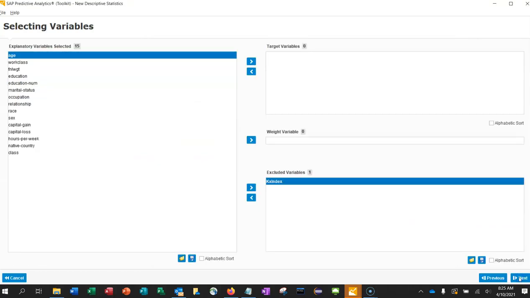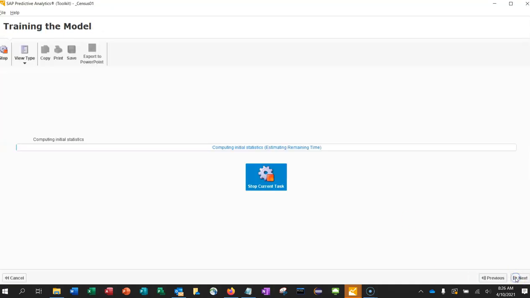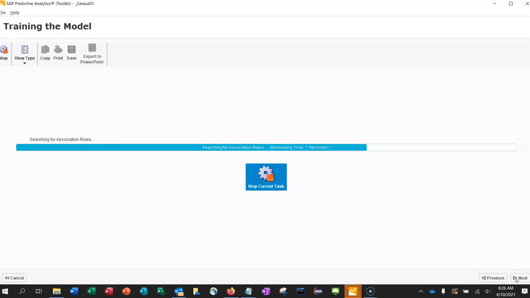So we just go on doing next. All we have to do is remember to click this checkbox, and then we do generate. And even for 1,000 rules, it takes some time. 40,000 rows in the data set.